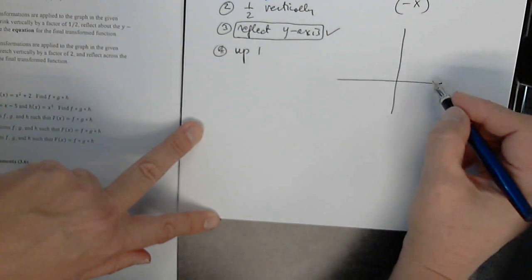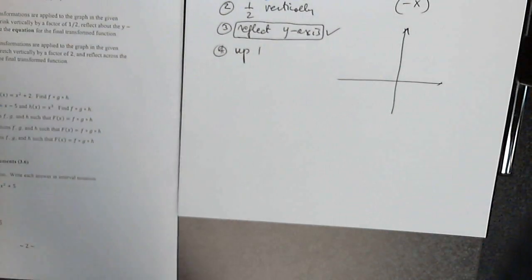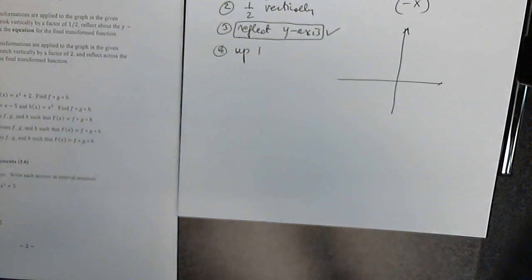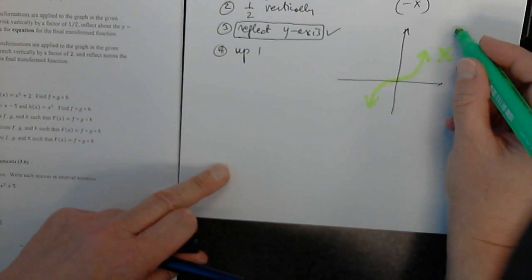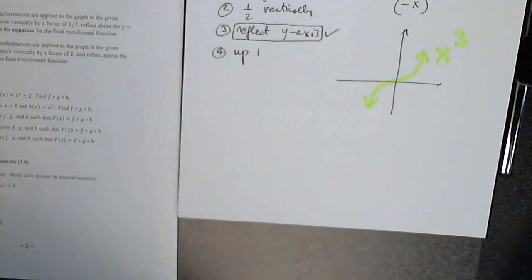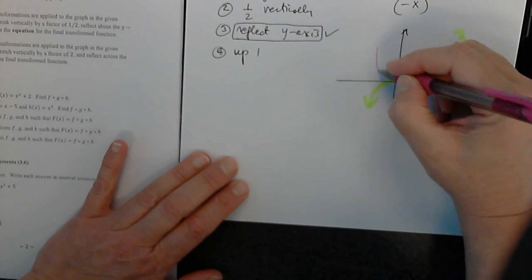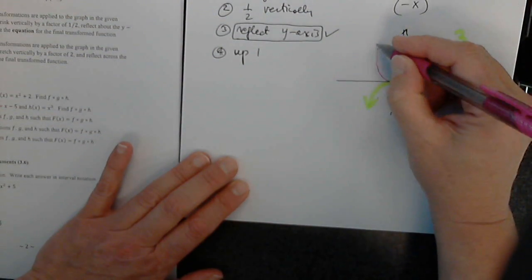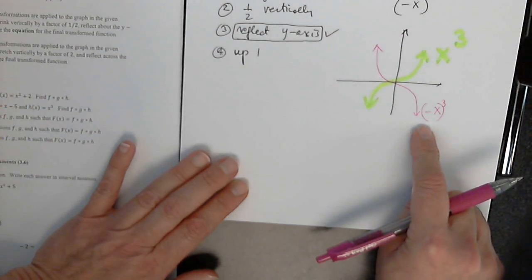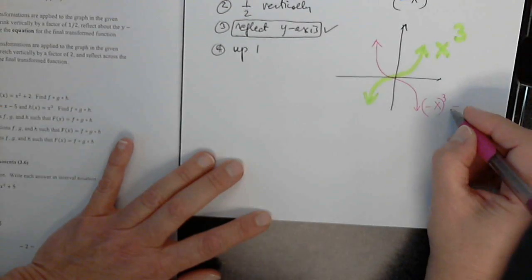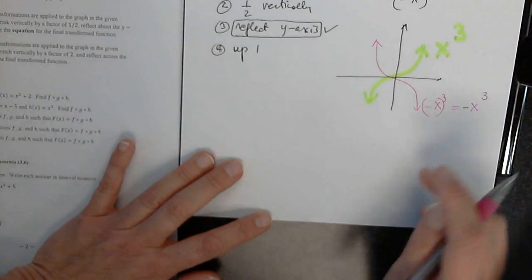So remember x cubed. We graphed x cubed some time ago when we talked about odd functions. So this is x cubed. Now the reflection with respect to the y-axis will make this. So this will be negative x to the third, in parentheses negative x and 3 outside, which will be negative x to the third.